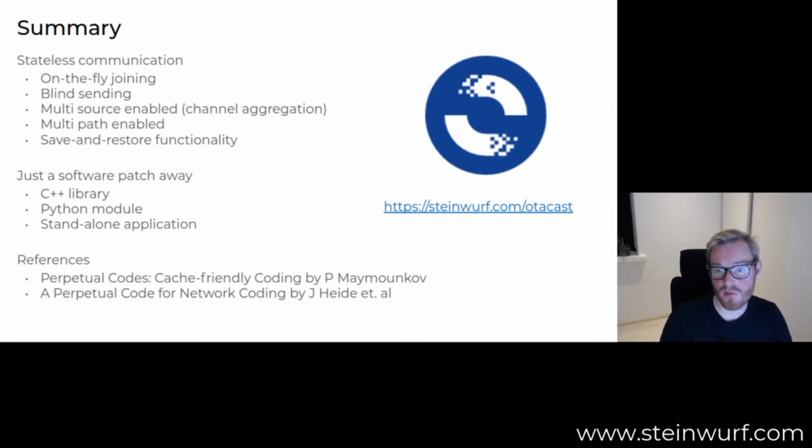There's a couple of references if you want to dive really into the theory behind Perpetual codes. The first one is Perpetual Codes, Cache-Friendly Coding by Peter Majumkov from MIT, formerly from MIT. And the second one is a Perpetual Code for Network Coding by Janus Heide. You can find those papers on Google, freely available if you're interested.